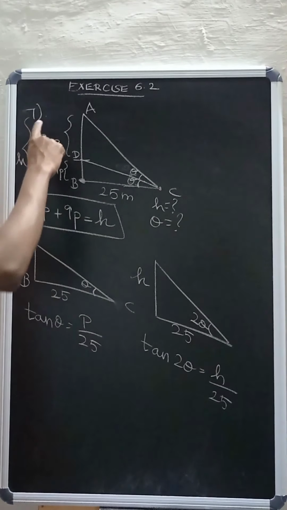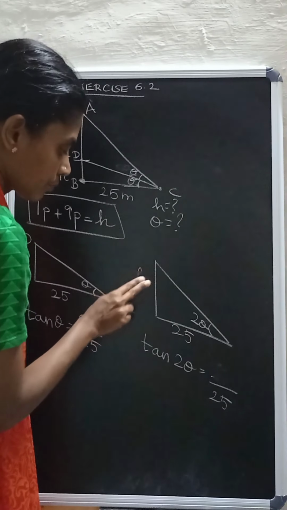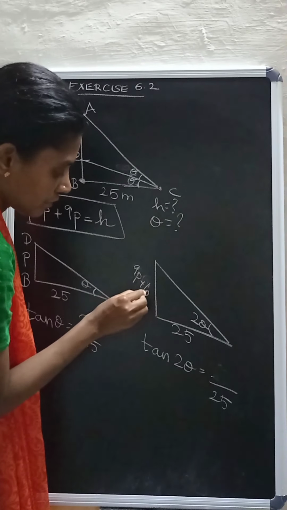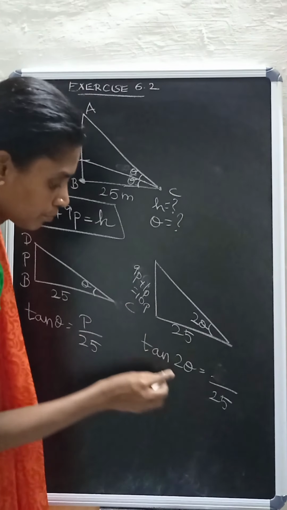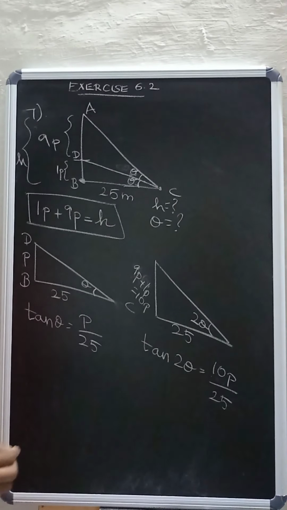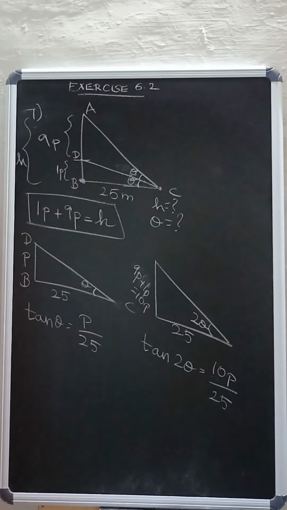This h is nothing but 9p plus 1p, right? So we will take it as p itself. Here it will be 9p plus 1p, which is equal to 10p. So 10p by 25. Here also tan theta is equal to p by 25. Tan 2 theta is equal to 10p by 25.